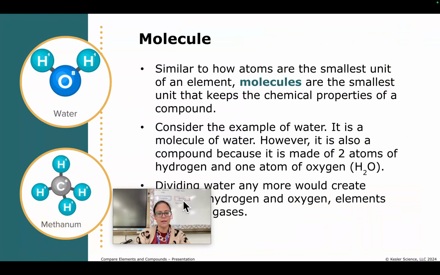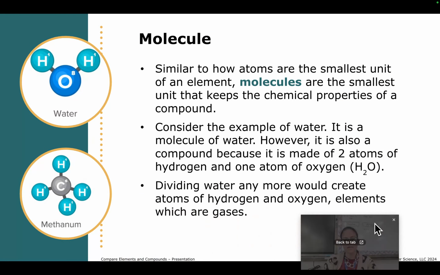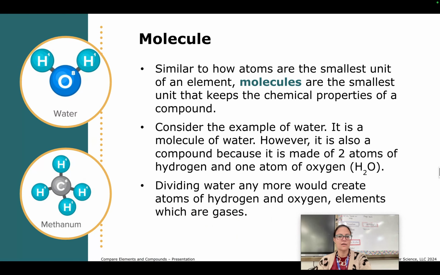All right, so let's talk about molecules now. Like I said, we touched on this a little bit. Similar to how atoms are the smallest unit of an element, molecules are the smallest unit that keeps the chemical properties of a compound. What does that mean? Consider the example of water. Here we have two H's, so H2O. You guys knew that chemical formula before I even told you. That's a molecule of water.